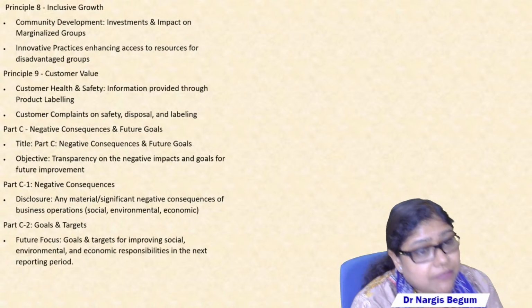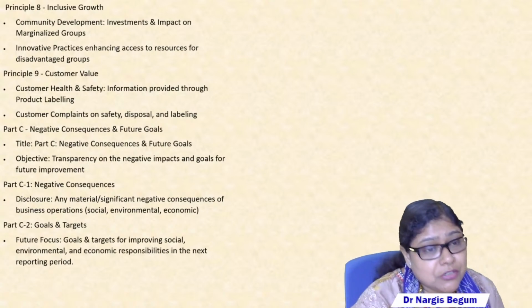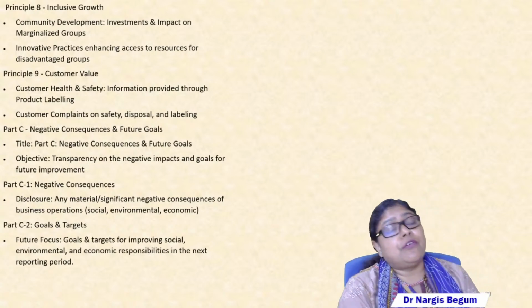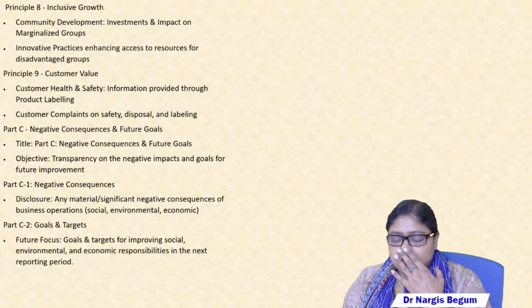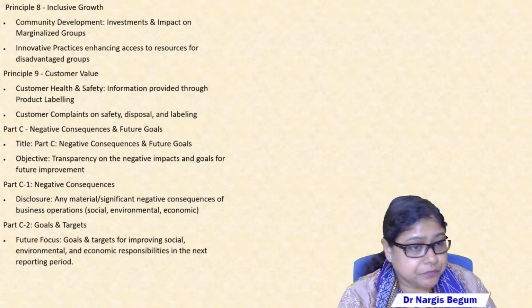Next is customer value. We need to understand customer health and safety, and provide information through product labeling. We need to go for customer complaints, that is on safety, disposal and labeling.